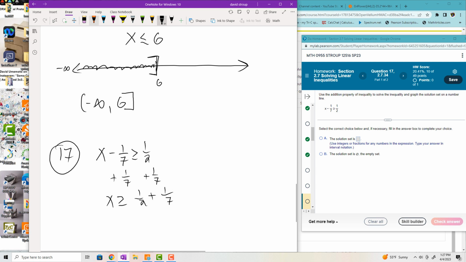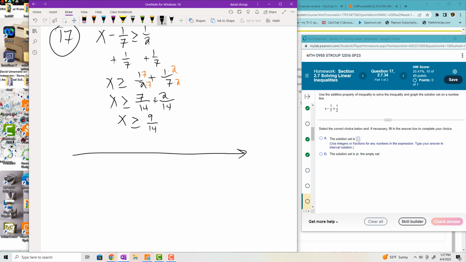Need a common denominator here, so I'm going to multiply the first guy by 7, top and bottom, and the second guy by 2, top and bottom. So I have x greater than or equal to 7 over 14 plus 2 all over 14. In other words, I need x greater than or equal to 9 over 14.